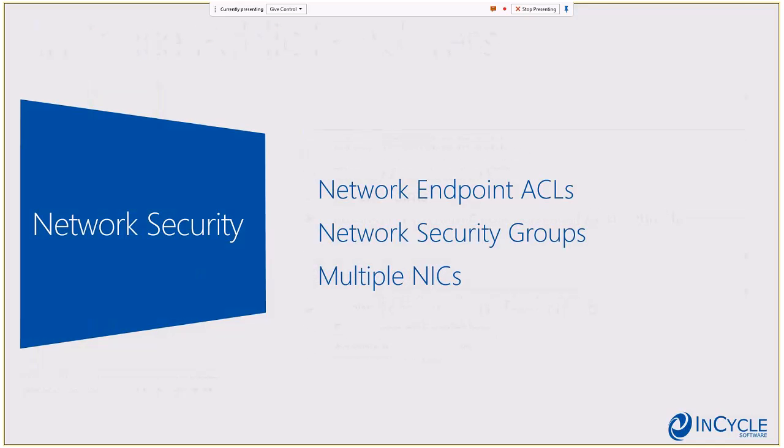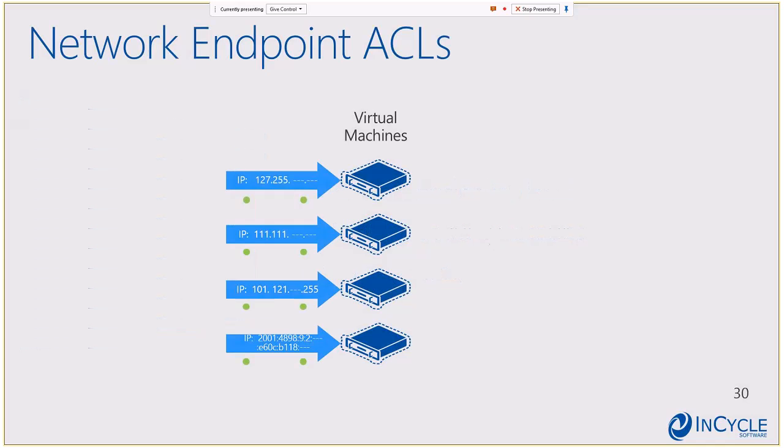Right. Network security. The first one we want to look at is ACLs on endpoints, then network security groups, and then multiple NICs. So with network ACLs, or access control lists, it's the ability to specify an IP address or IP address range and grant it permissions to come and speak to or connect to virtual machines. So this is the default without any ACLs. Any IP address or range can communicate to VMs through the endpoints that are created. So that's the port and the protocol.